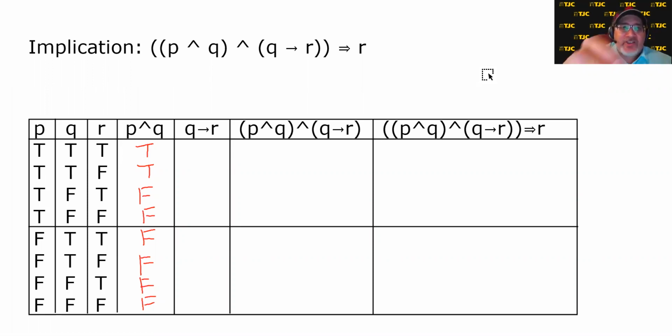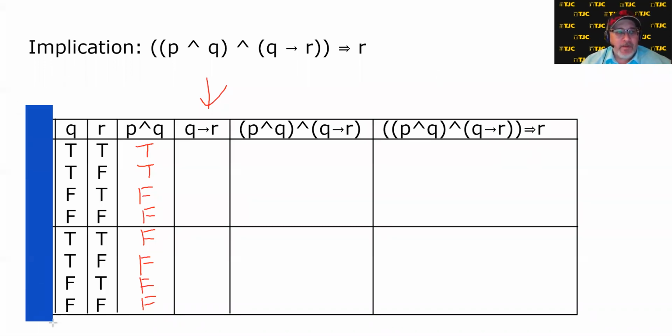All right, let's move to the next column, the Q pointing to R. Since we're needing the Q and the R columns, let's temporarily cover up the ones that we don't need. We don't need the P column, and we don't need the column that we just created.